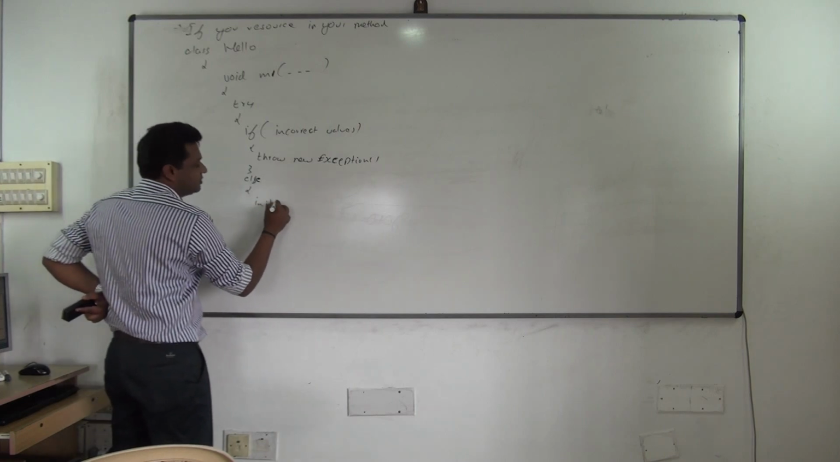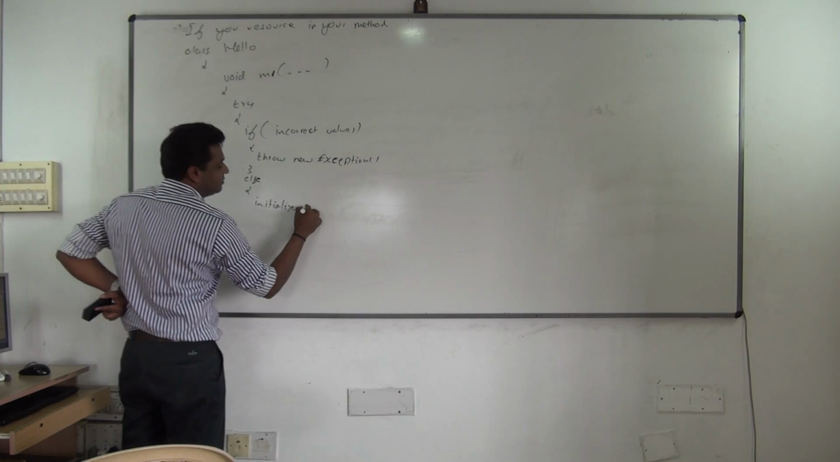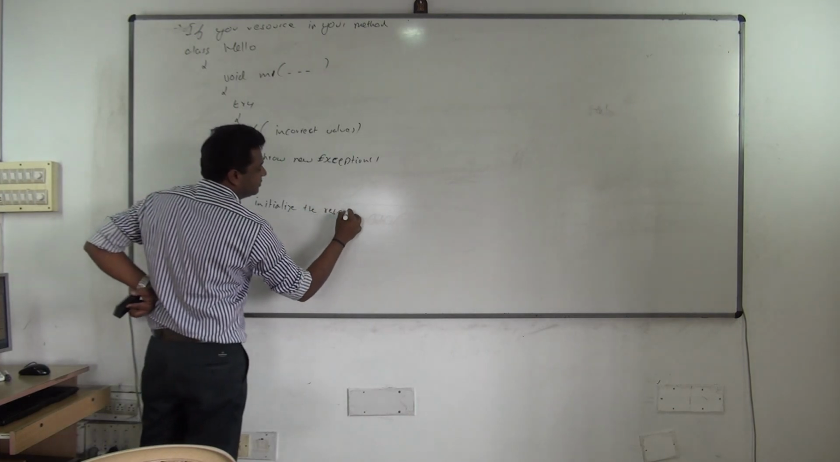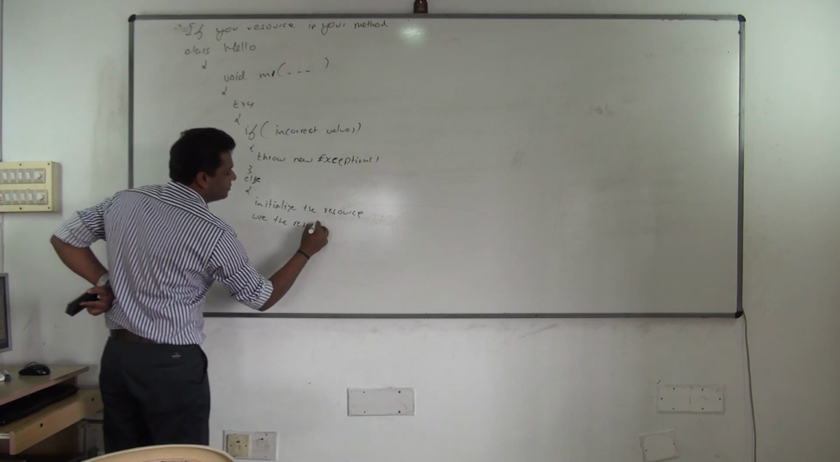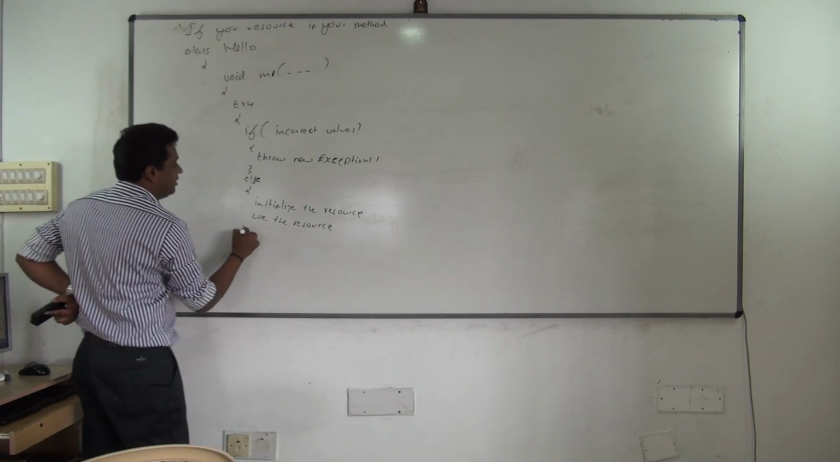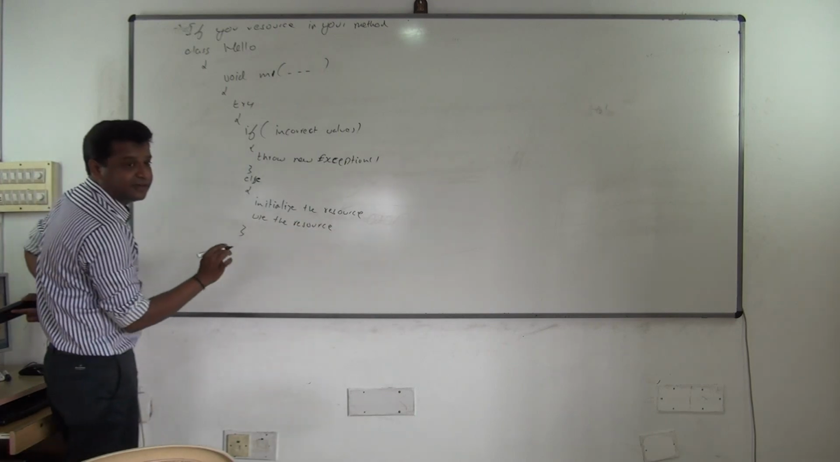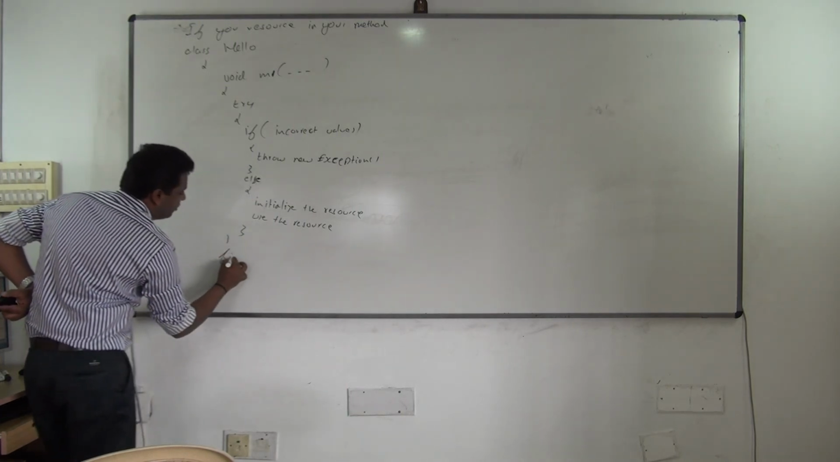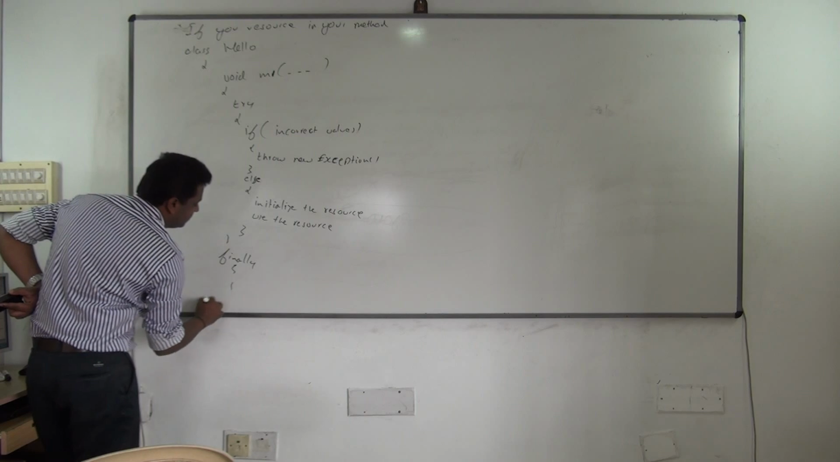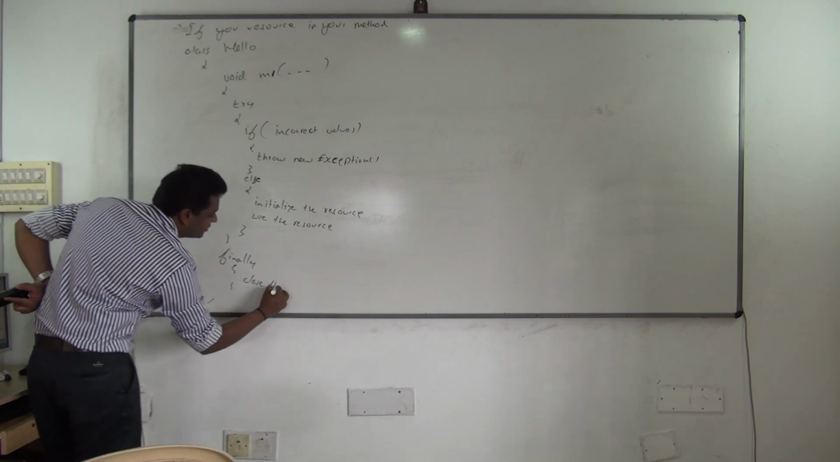Initialize the resource. Yes or no? Use the resource. But if an exception occurs, you should not handle it here. So what will you do? See, you have to close it. Where will I close it? Finally, close the resource.